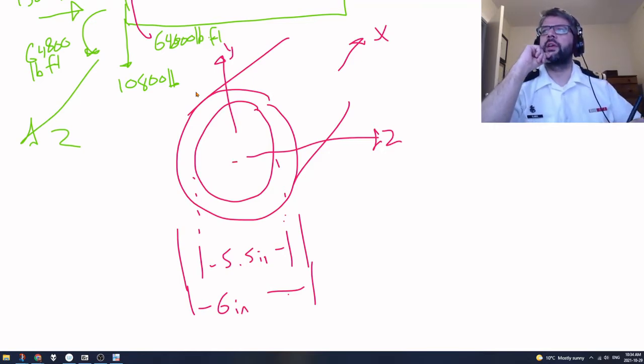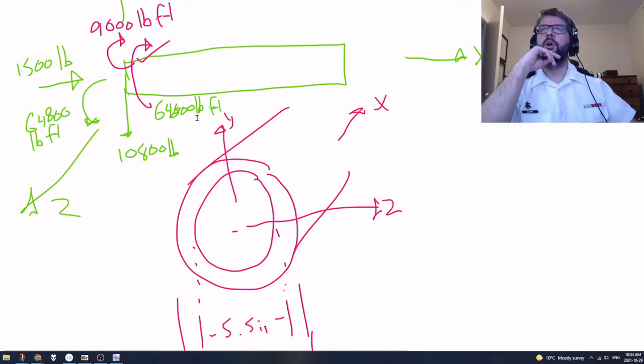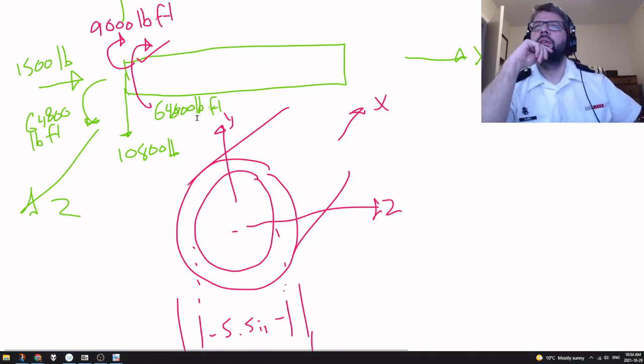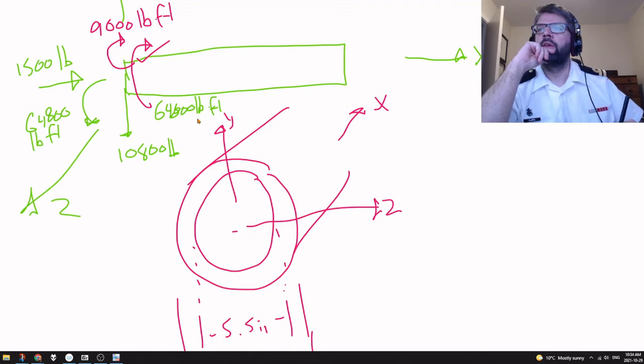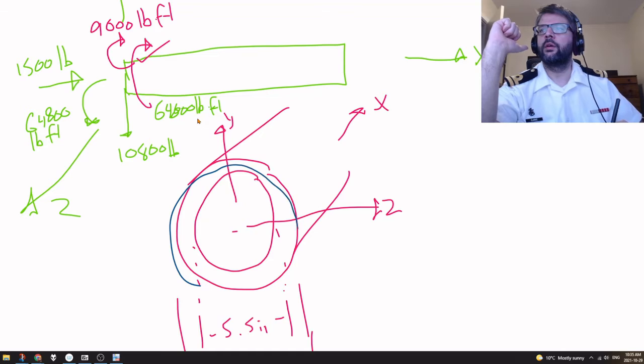Then essentially we can represent our moments as, we got our torque. So our torque, I'm going to use different colors for that. So our torque is about the x-axis, and is a negative moment about the x-axis. So like that.